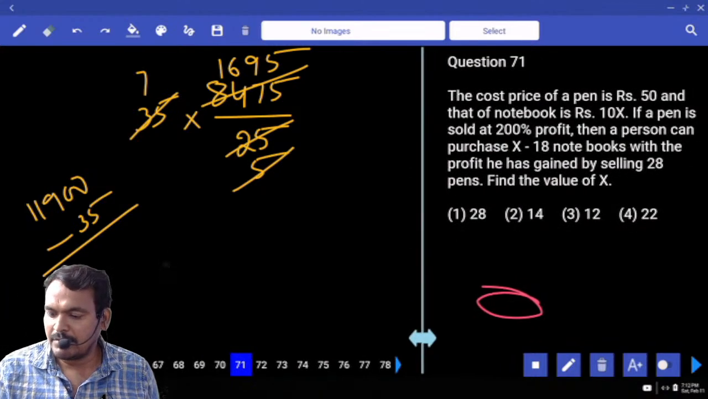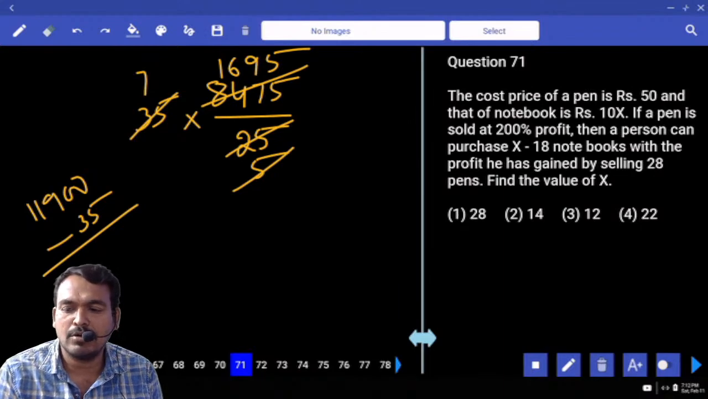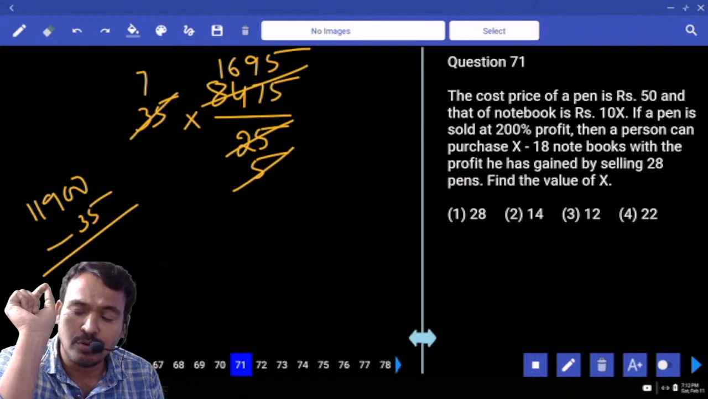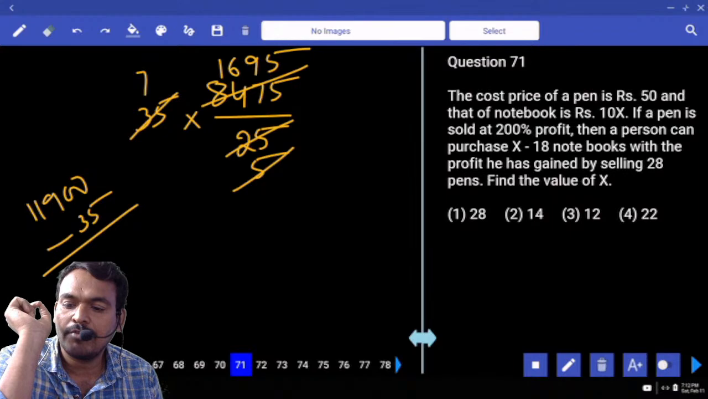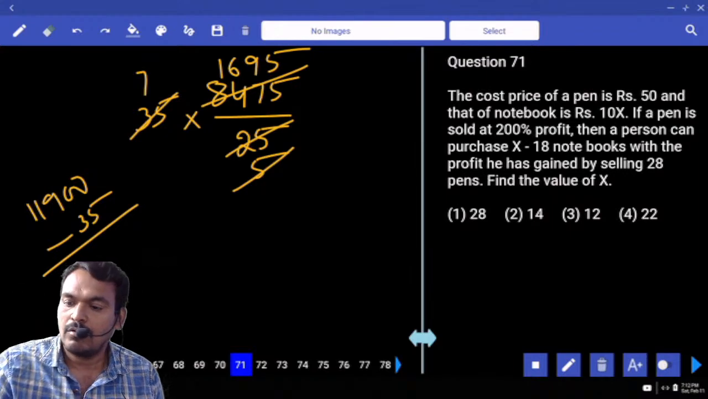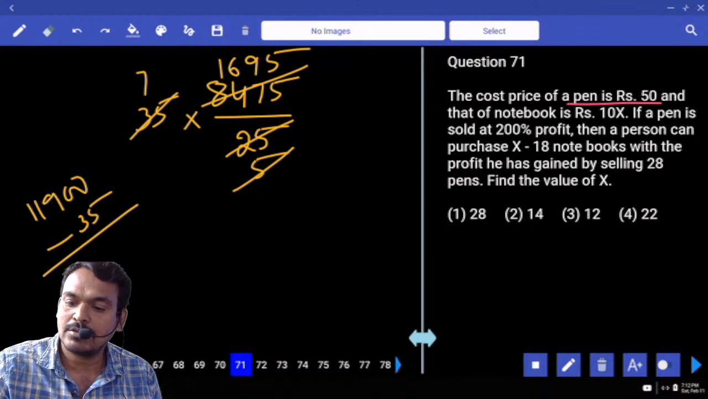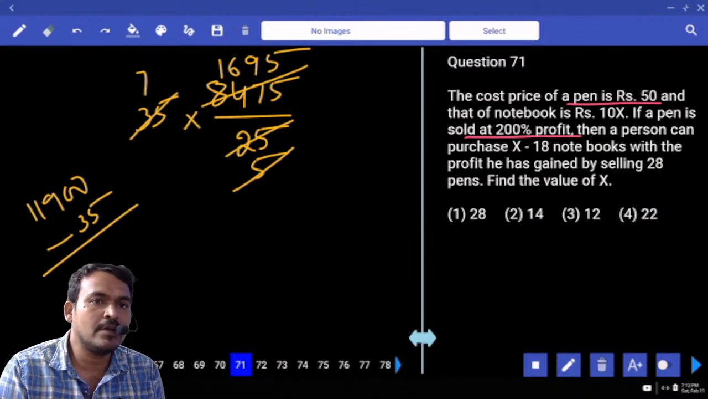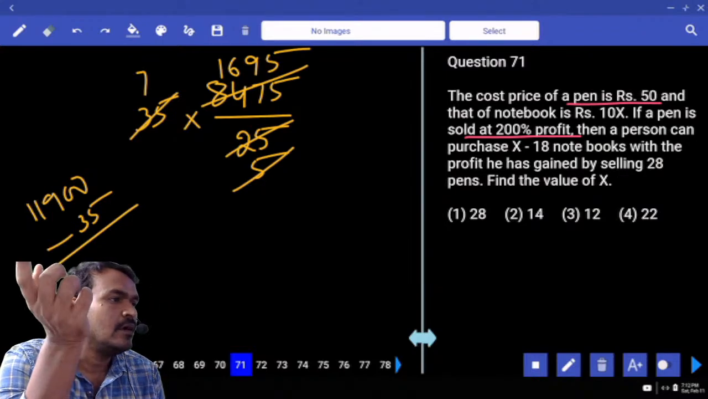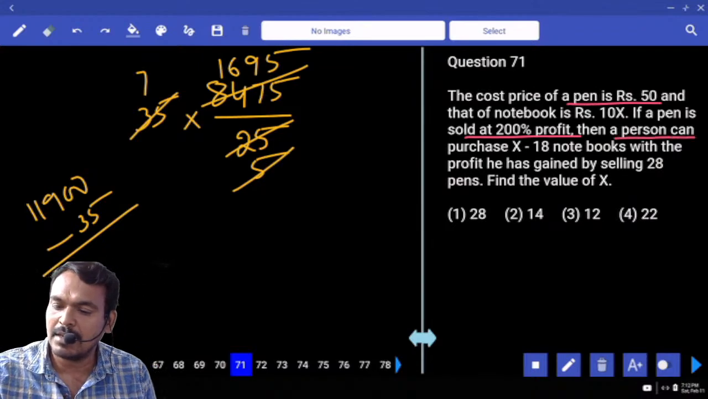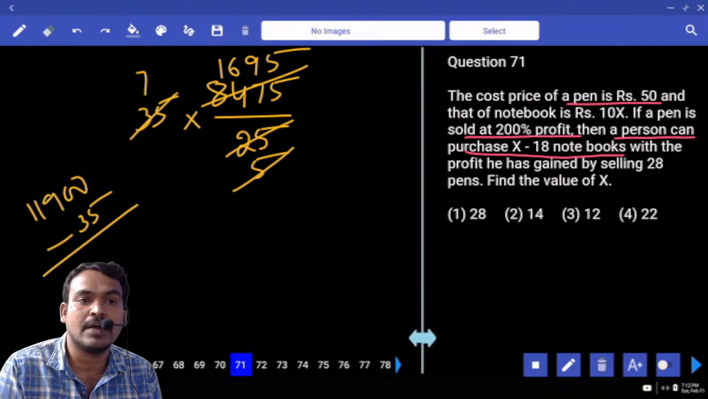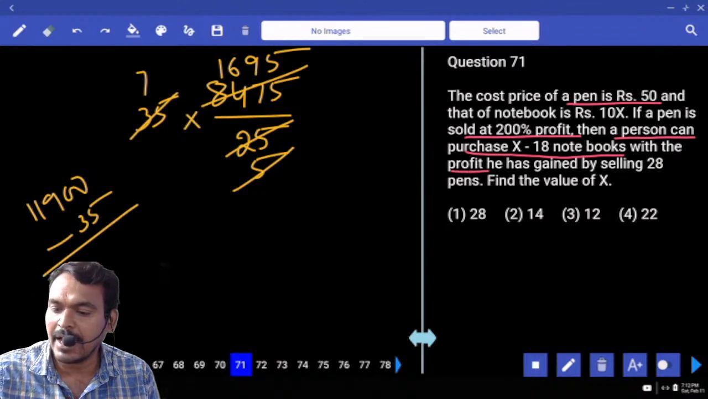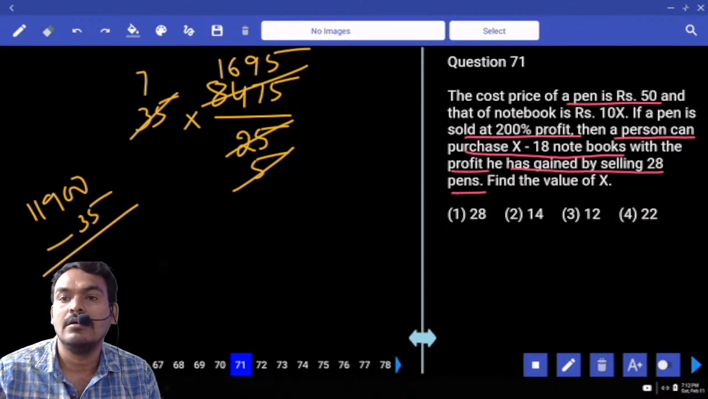Next question number 71. The cost price of a pen is how much? 50. And that of a notebook is how much? 10x. Means every notebook cost price is 10x. If a pen is sold at 200% profit, what is the cost price of a pen? 50. But it is sold at 200% profit, so what is the profit of a pen? 100 rupees, or not? Every pen profit is 100 rupees. And then a person can purchase x minus 18 notebooks with the profit he has gained by selling 28 pens.